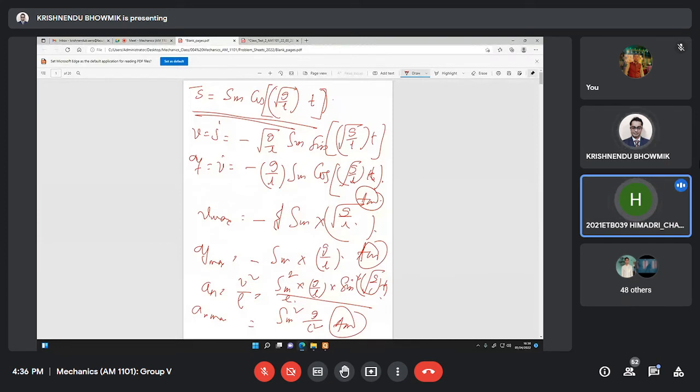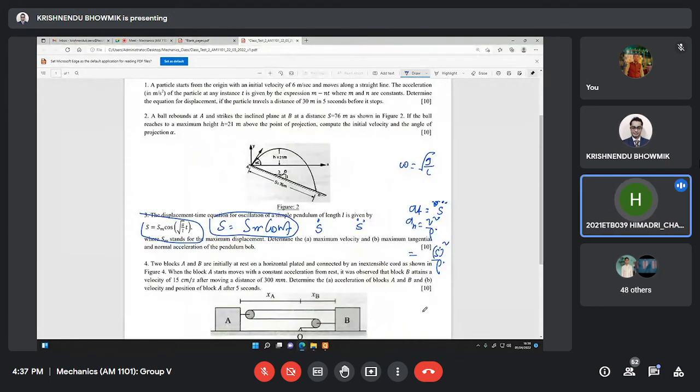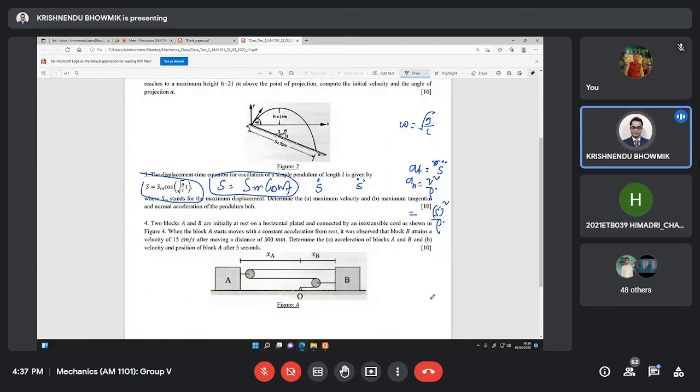Sir, in An, the value of v squared by rho, and there will be another component of g cos theta away from the center. As the pendulum has mass, in normal acceleration, the component is towards the center v squared by rho, and g cos theta will be away from the center. You mean to say if you want to consider its self weight also, correct? Yes, sir.